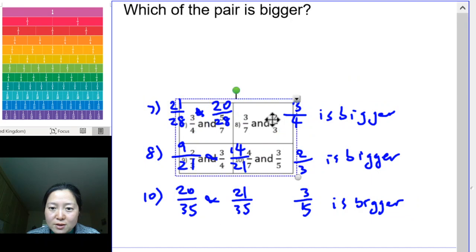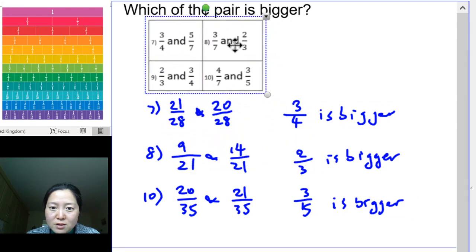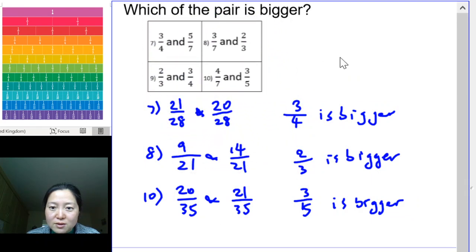Okay, here's the answer. It's a bit lumped together. There we go. That's much better. Okay? So this is the final answer of the work that I've just shown on the screen. I haven't written out how you got from the original fraction to the new fractions. Okay, in your book, you should write those out as well.